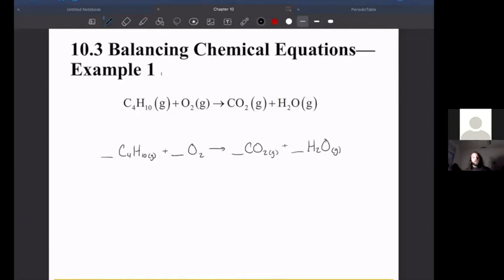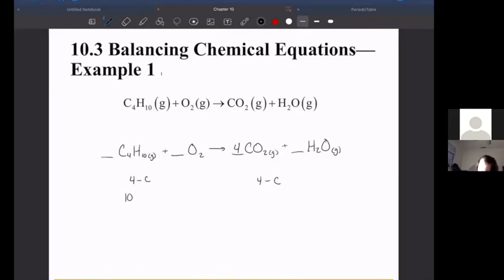All right. So this is another strategy, sort of because there's oxygens all over the place, I'm gonna worry about that last. I'm gonna focus on the carbons first and the hydrogens first, and then I'll worry about the oxygens at the end. Okay. All right, so I have 4 carbons over here. As it is, I only have 1 over here, so I'm going to put a 4 here. Now I have 4 carbons.